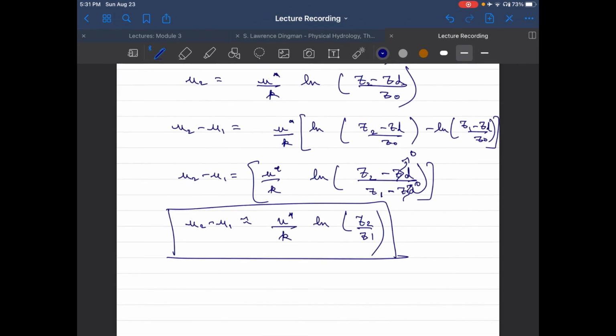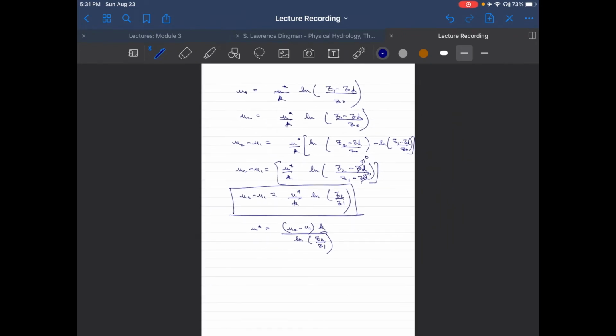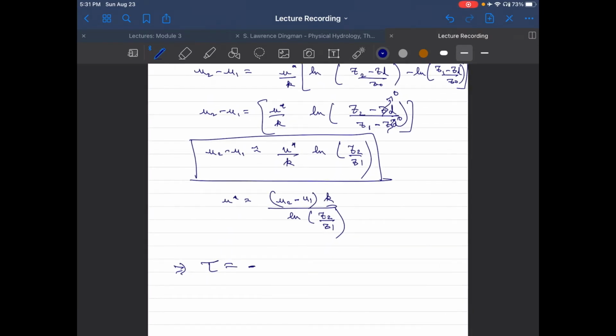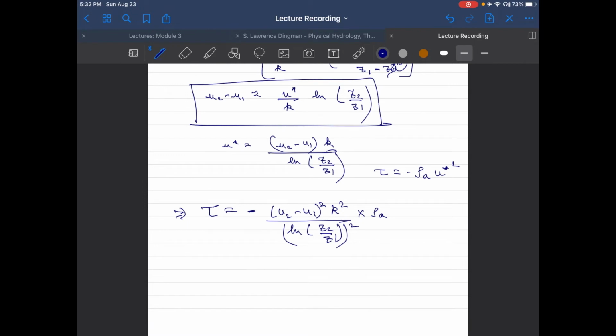Also, we saw that our u star now can be written as u2 minus u1 into k divided by ln z2 upon z1, which implies that we can write this tau as minus of u2 minus u1 whole square, k square, divided by ln z2 upon z1 whole square, because we learned that our tau is given by minus u star square, and then we will multiply it by rho a. We have already accounted for a minus sign here.